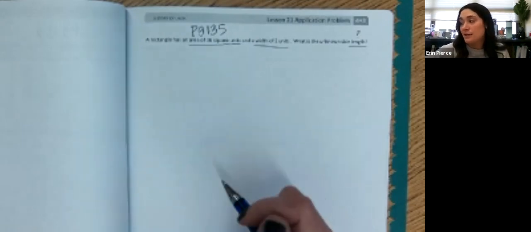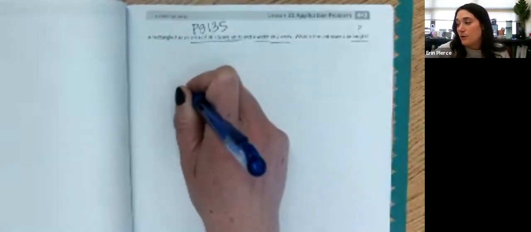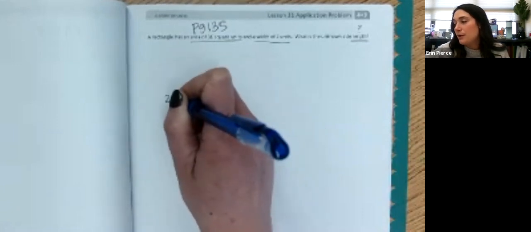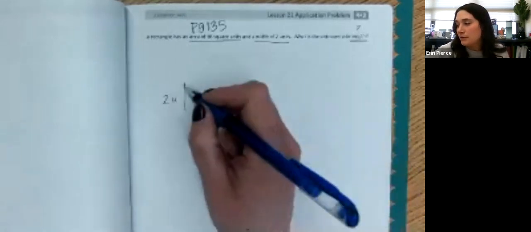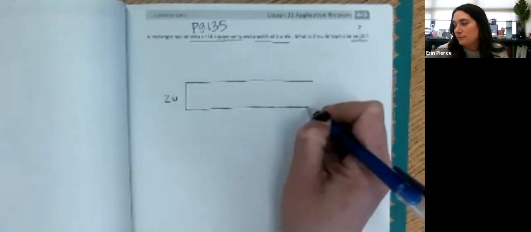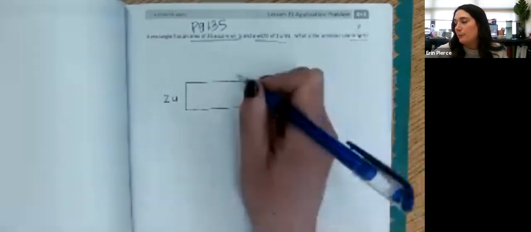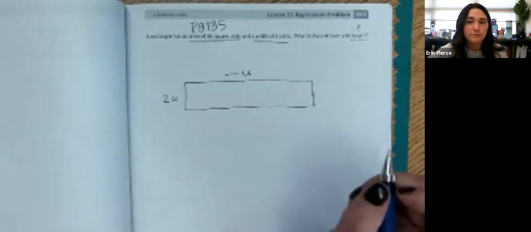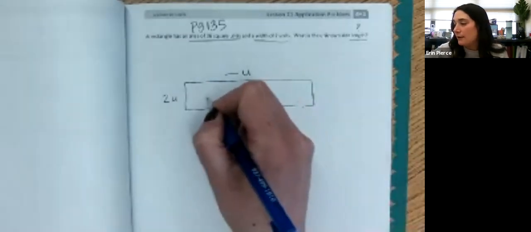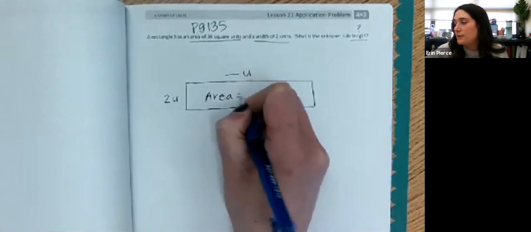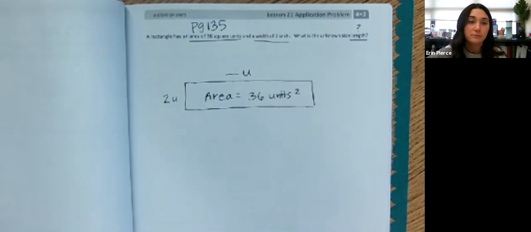Next, what I'm suggesting we do is draw our rectangle. We know it's just 2 units. I'm just going to put 2U. We don't know if it's inches, meters, centimeters, what have you. And we know it's this length, but we don't know what that length is. I'm going to put an underline and a U. We also know that the area equals 36 units squared. We know that information.